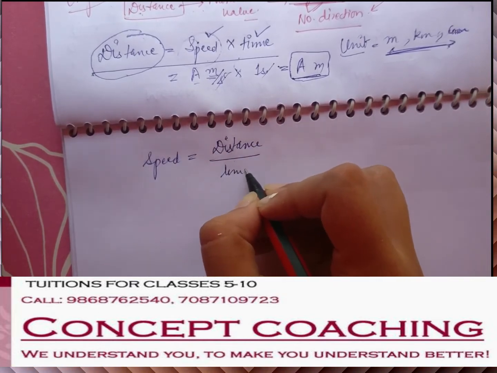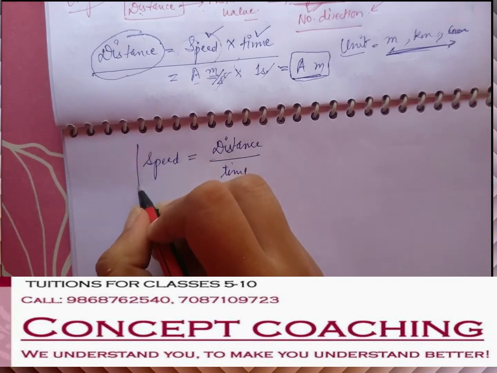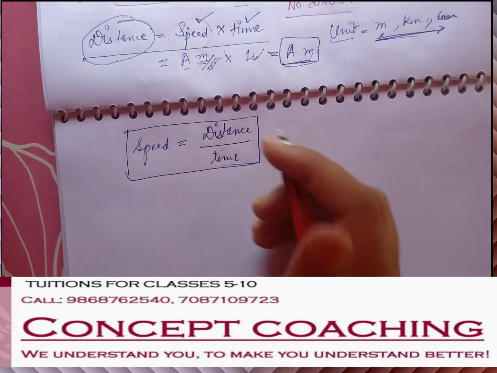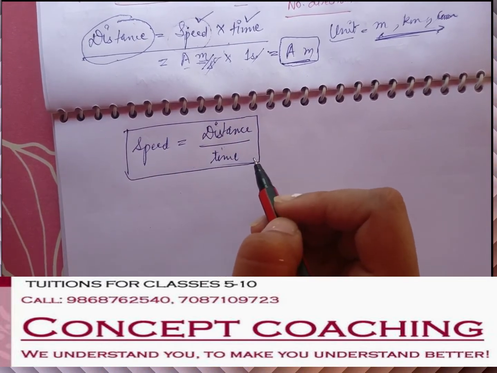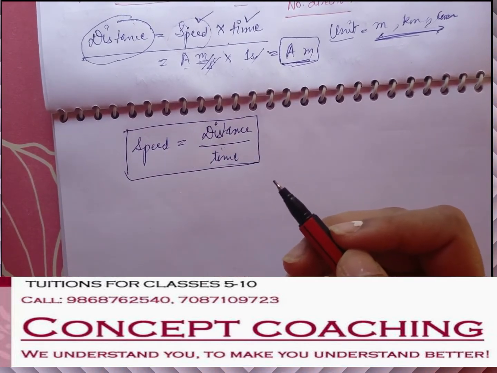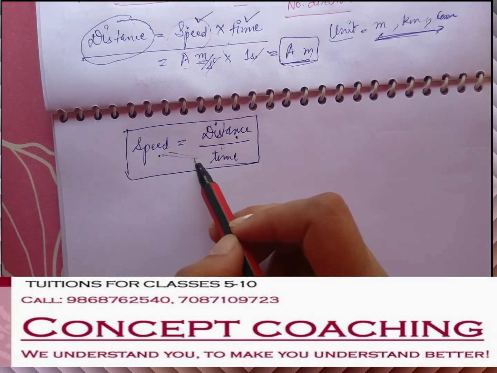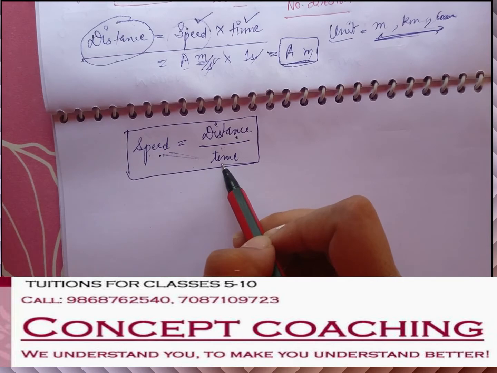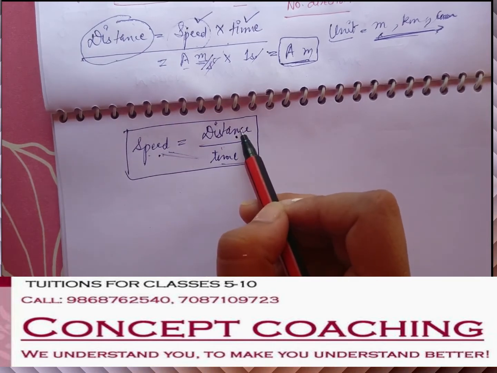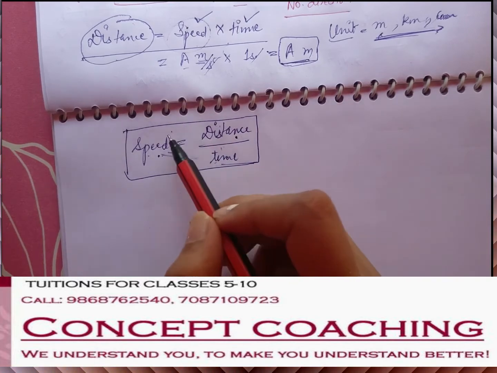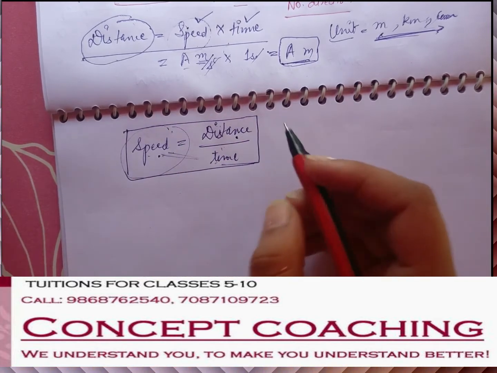upon time. So we use this formula to solve various numericals in physics when we have to calculate one of these. Two of the values are given, either speed or time will be given and you'd have to calculate distance, or maybe distance and time would be given and you'd have to calculate speed.